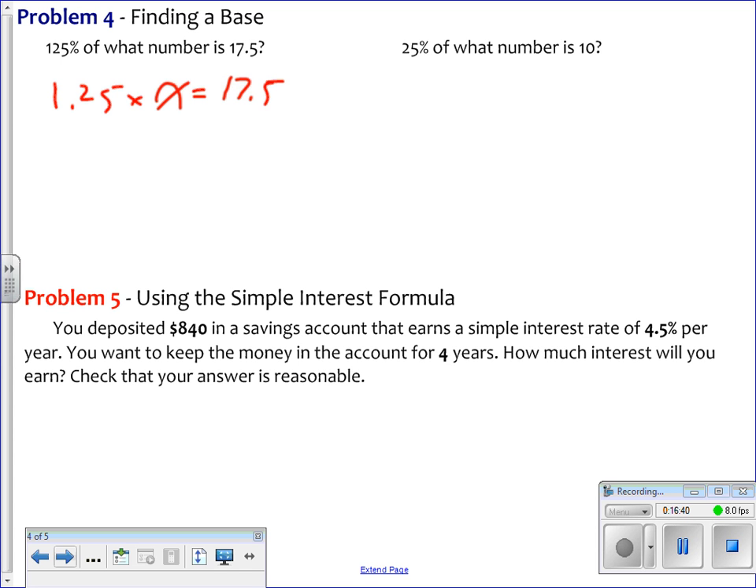Of is times, is equals. Put the two numbers in, and put the x for the thing you're looking for. It's a simple equation. Divide both sides by 1.25. x equals 17.5 divided by 1.25. 14. Yep.